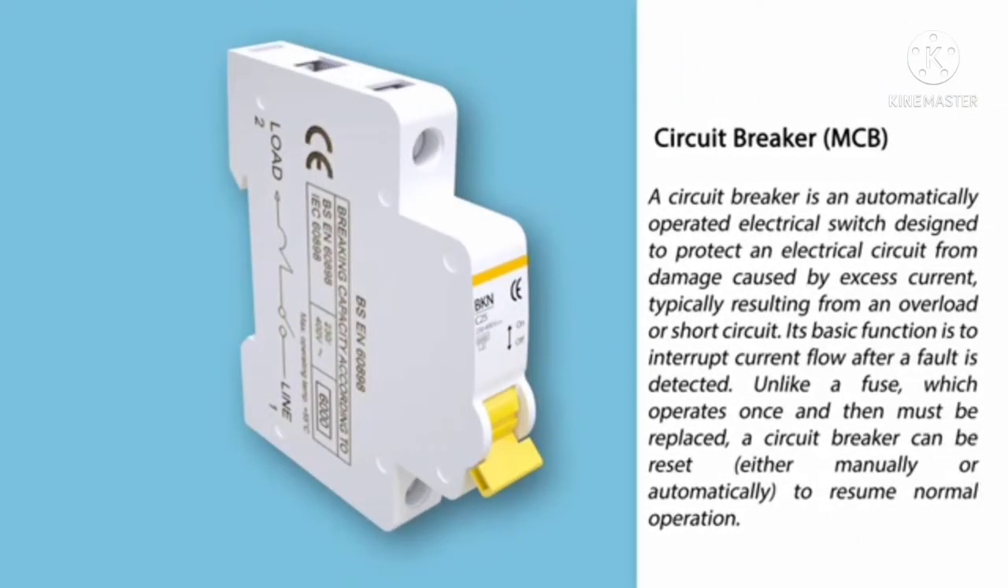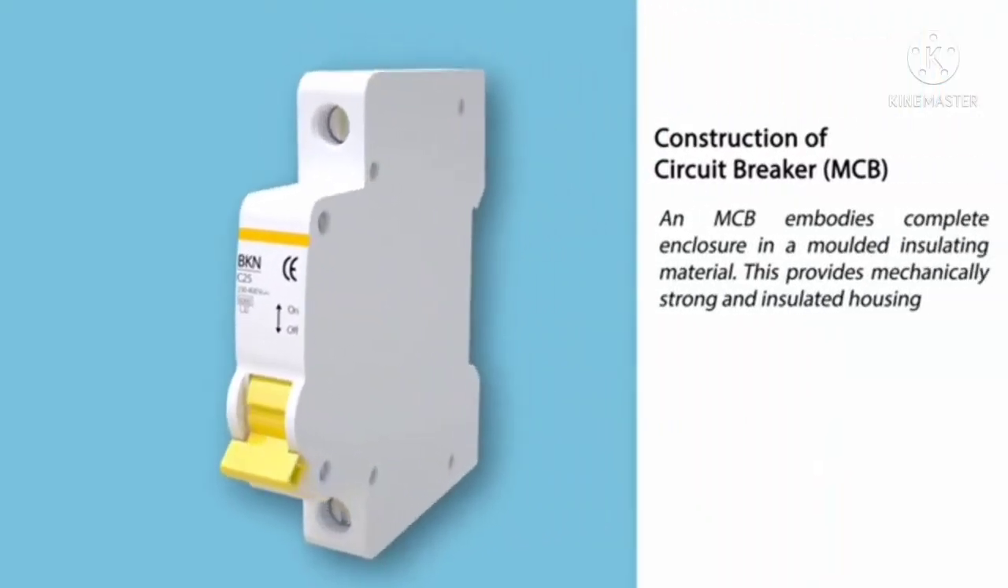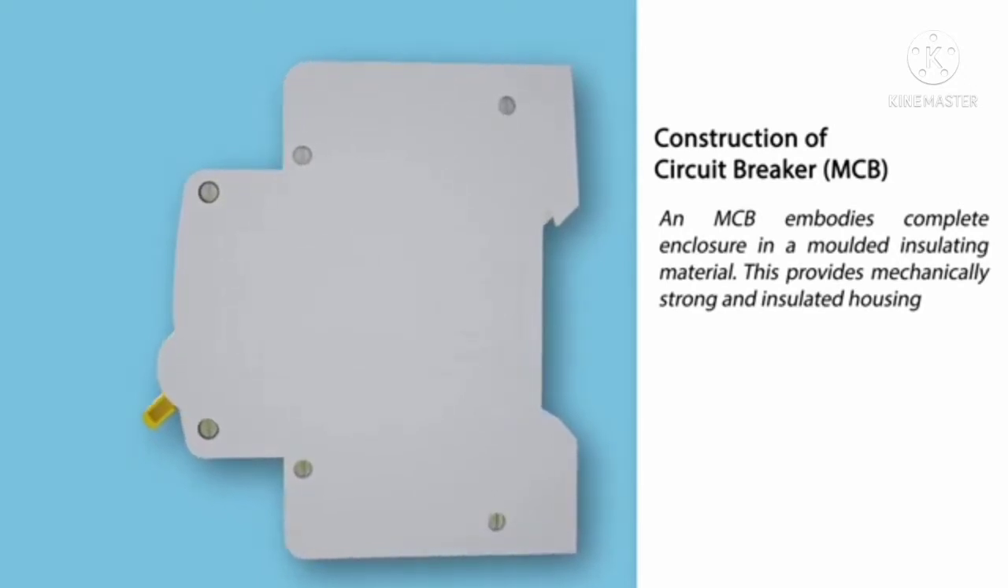Now we are going to discuss the next one, that is the miniature circuit breaker. What is this miniature circuit breaker? A circuit breaker is an automatically operated electrical switch designed to protect an electrical circuit from damage caused by excess current, typically resulting from an overload or short circuit. Its basic function is to interrupt current flow after a fault is detected. Unlike a fuse, which operates once and then must be replaced, a circuit breaker can be reset either manually or automatically to resume normal operation.